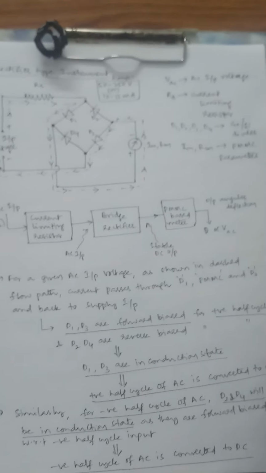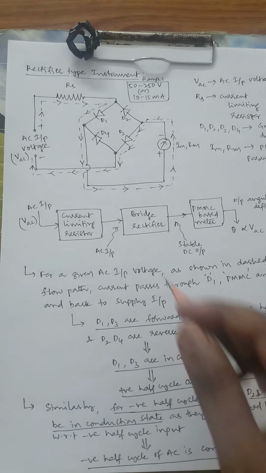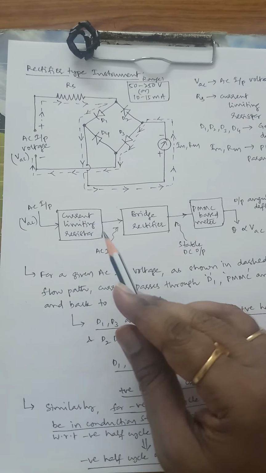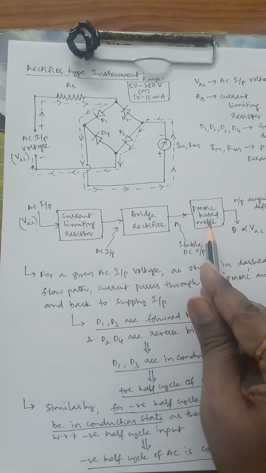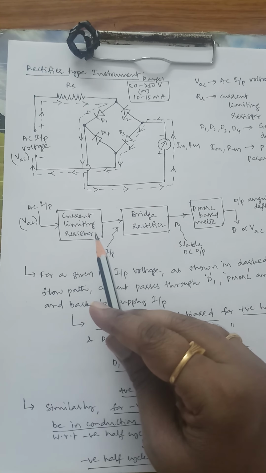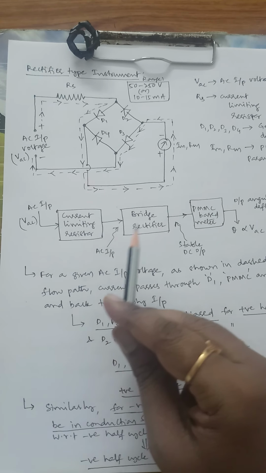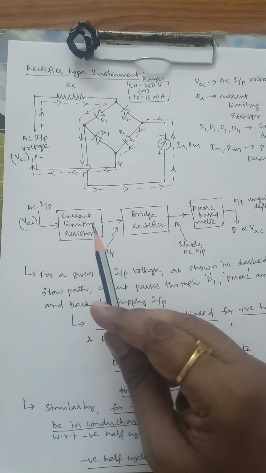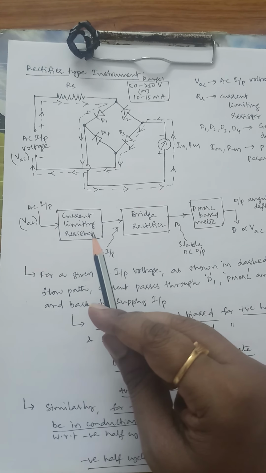In this rectifier type instrument, it is a combination of bridge rectifier and PMMC based meter. There is a current limiting resistor to avoid damage to the bridge rectifier as well as to the PMMC. So it acts as a series resistor which is going to limit the current values.